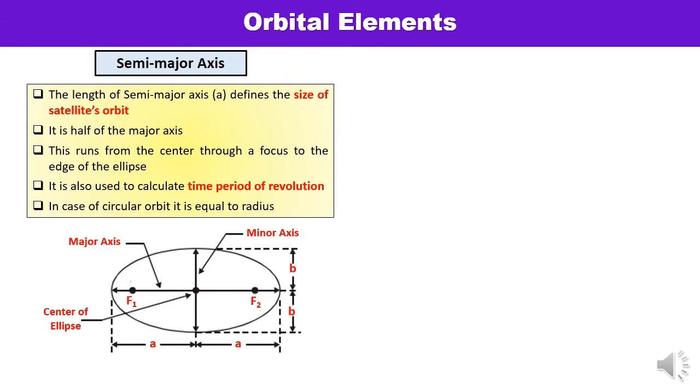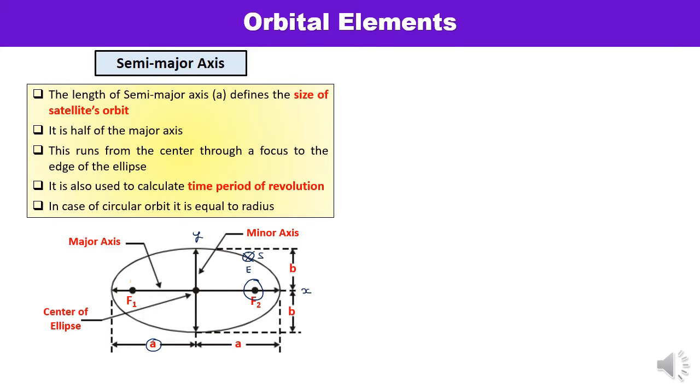You can see in this diagram, the Earth's mass is located at focus F2, and the satellite is revolving in an elliptical eccentric orbit. The closest point will be the perigee and the farthest point will be the apogee. The major axis is along the x-axis and the minor axis is along the y-axis. So the major axis is a plus a, which is 2a. The semi-major axis, defined by a, is the major axis divided by 2.